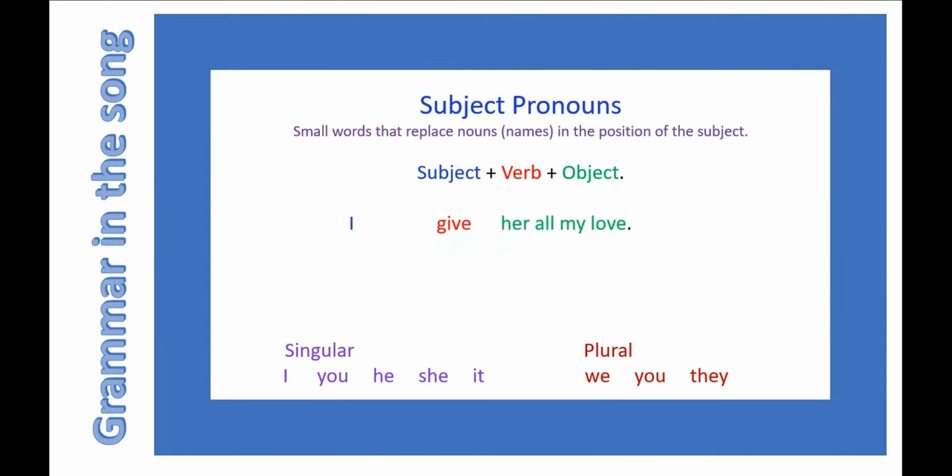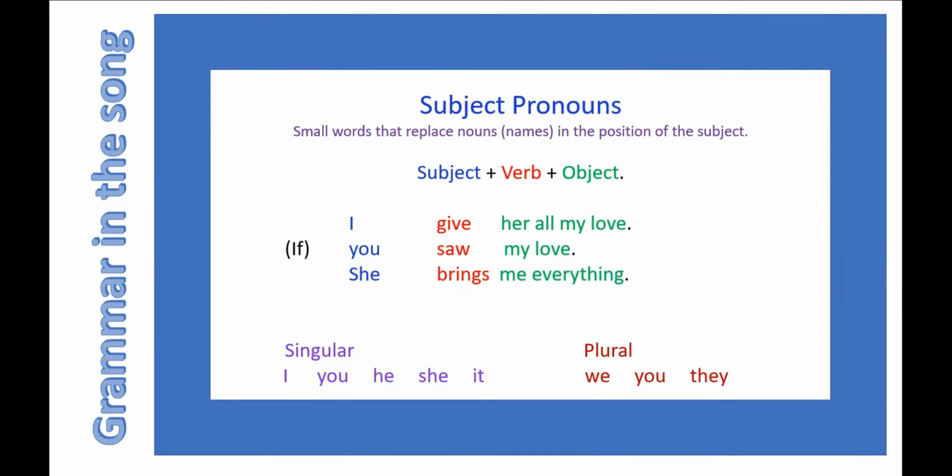The first one is, "I give her all my love." I, myself, my person. My person gives her all his love. The next example is, "And if you saw my love." In this case, you is the subject of the sentence, you saw my love, and it's a pronoun as well.